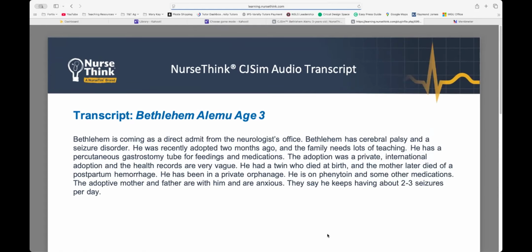So looking at our report here, we've got cerebral palsy and we also have a seizure disorder. So we've got 2 different disorders happening. Recent adoption with very vague medical history. What do we think could potentially be the cause of Bethlehem's cerebral palsy?